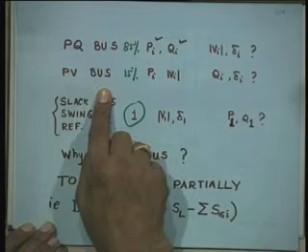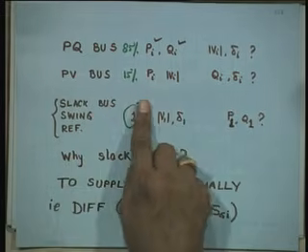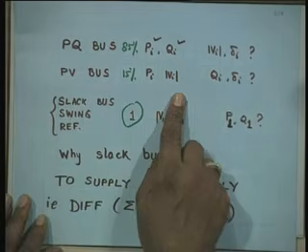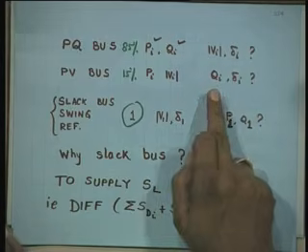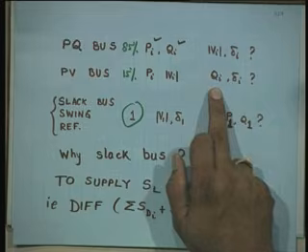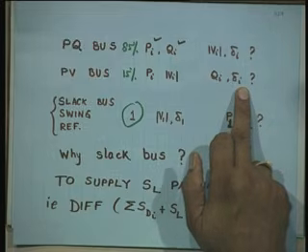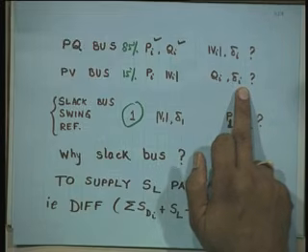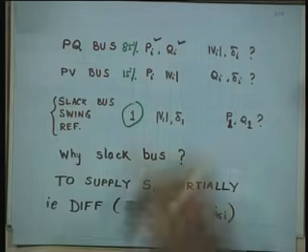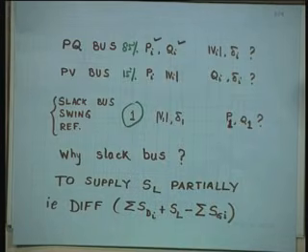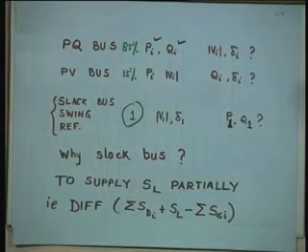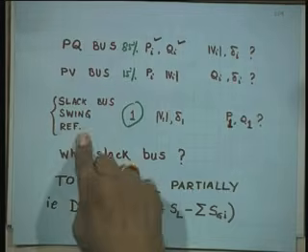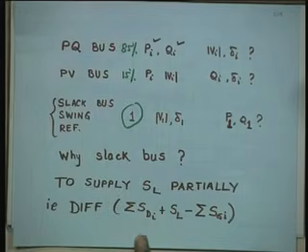Similarly, for a PV bus, what is specified? Pi and Vi. What is not specified? That is unknown: Qi, the reactive injected power, and the angle at the ith bus, delta i. So, these are two special categories, PQ bus and PV bus. 85% of the buses are PQ buses, 15% are PV buses. Now, come to this one single bus.